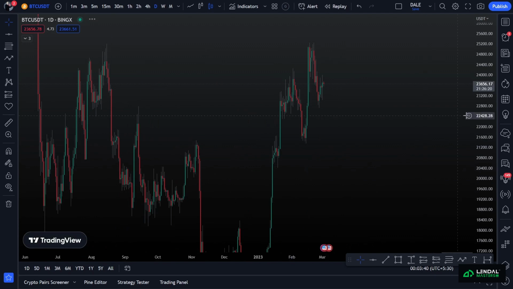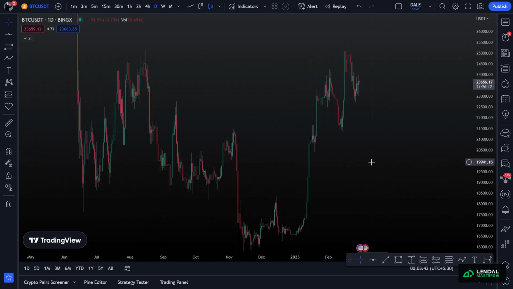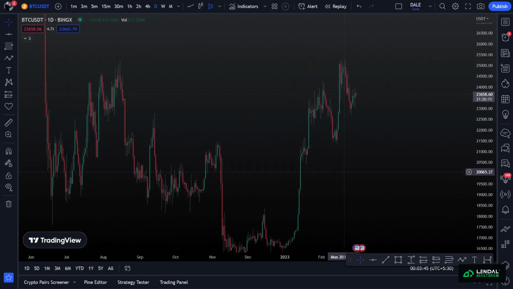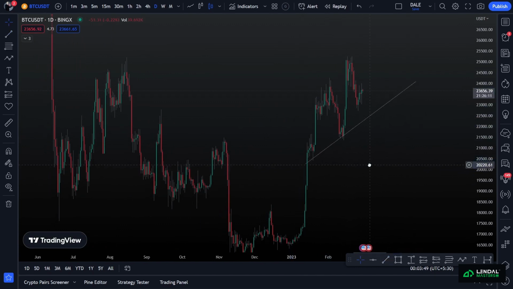Let's go to the daily and check whether it has still been on the trend. And yes, it has still been on the trend. You can use trend lines too and check the levels.